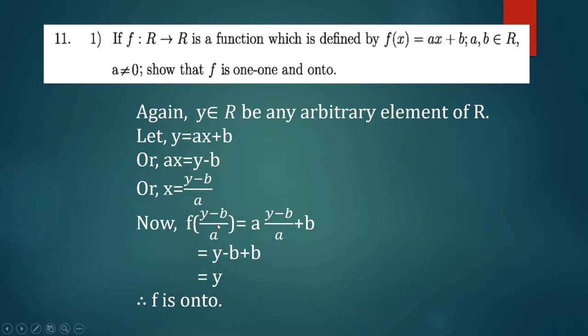Now f of y minus f of x, that means f of (y minus b) by a. In place of x we place (y minus b) by a, and cancelling a and subtracting and cancelling b, we get y. Therefore f is one-to-one. Clear?